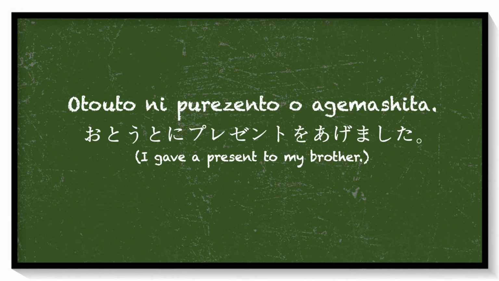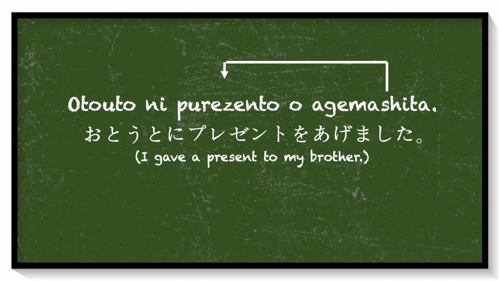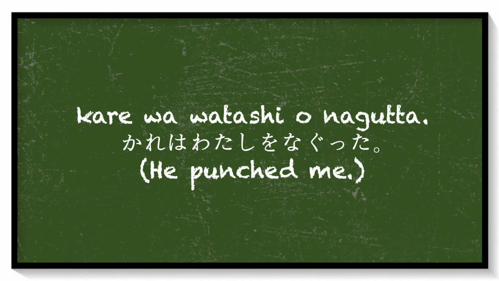Another example. 弟にプレゼントをあげました。 In this example, I gave a present to my younger brother. So the object that I gave is present, or プレゼント in Japanese. And particle o was used to connect the verb to the object. And to make things clearer, object does not only refer to things. It could be a person, a thing, or a noun to which the specified action is directed. For example, 彼は私を殴った。 In here, our object is a person.